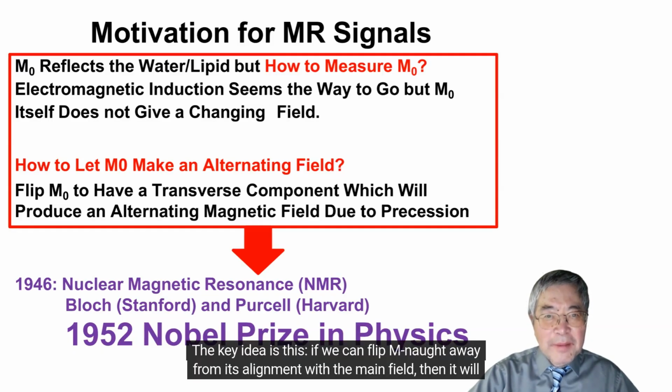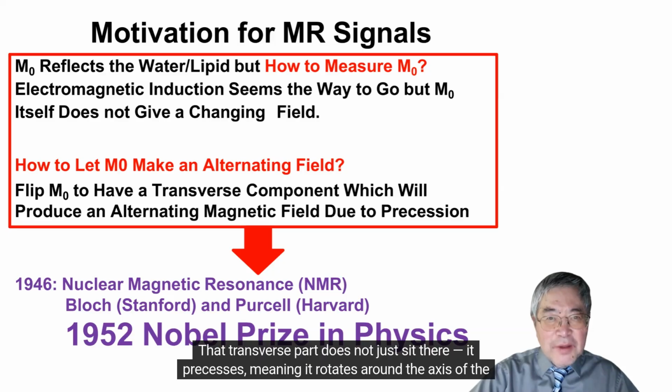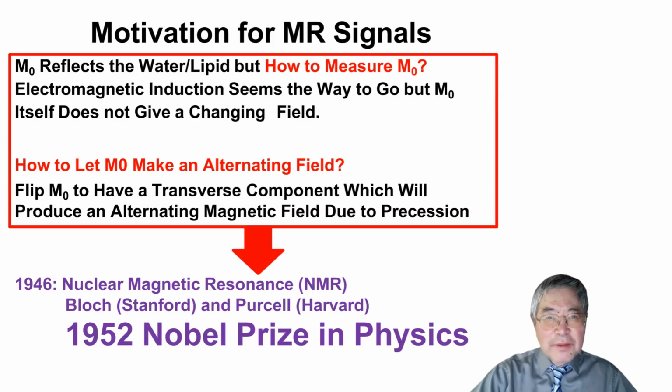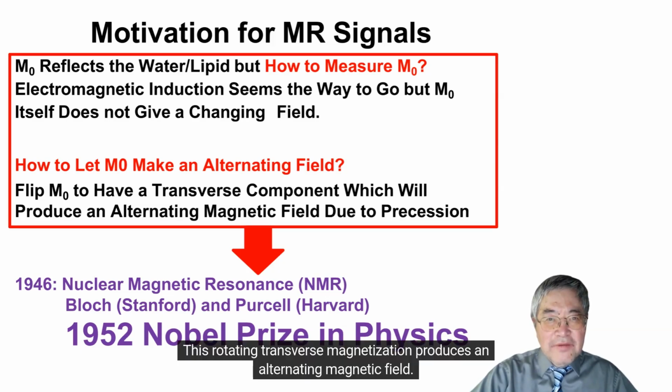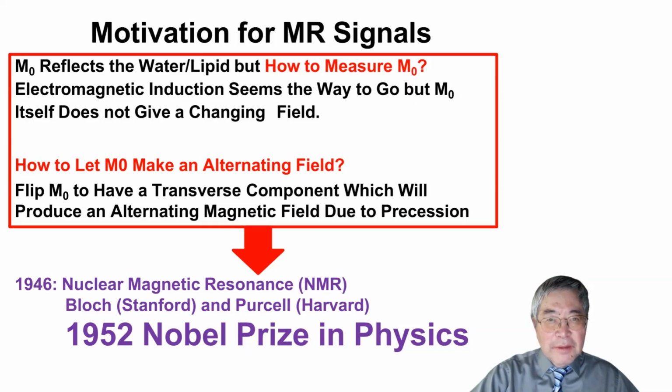If we can flip M0 away from its alignment with the main field, then it will gain a transverse component. That transverse part does not just sit there, it precesses, meaning it rotates around the axis of the main magnetic field. This rotating transverse magnetization produces an alternating magnetic field. An alternating field is exactly what we need because it induces an electrical signal in the detection coil.